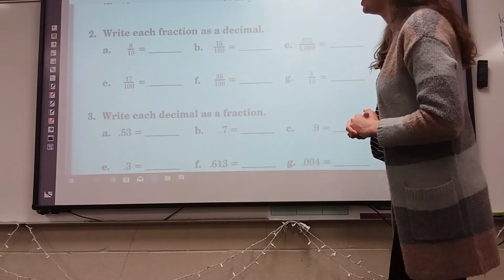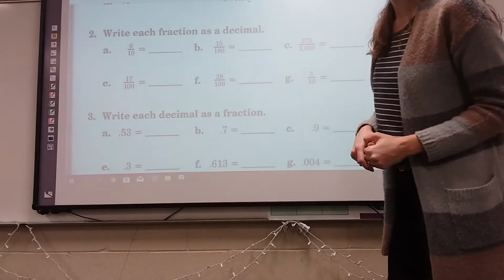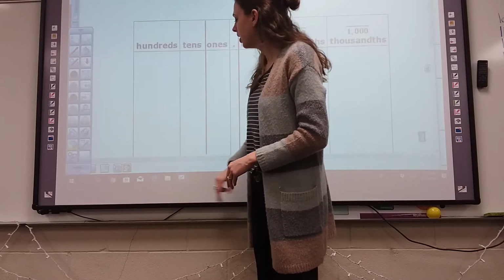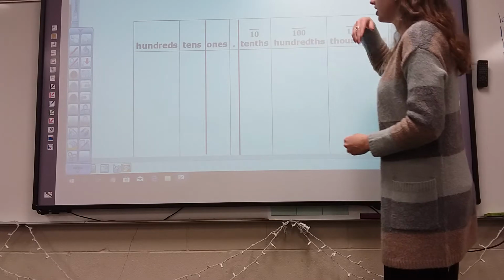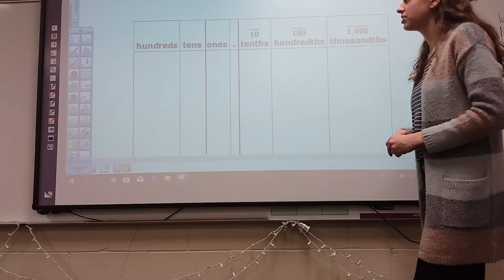We're on 2A, B, and C. These are the ones that we're going to be turning from a fraction into a decimal. Just to help us remember, on our chart over here, I gave us exactly what a tenth looks like, exactly what a hundredth looks like, and exactly what a thousandth looks like.